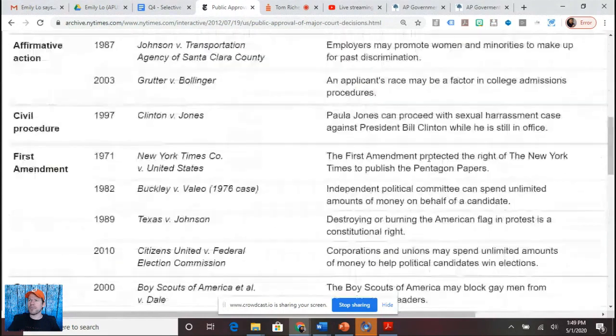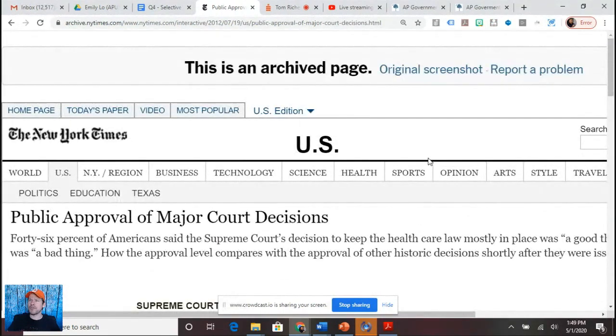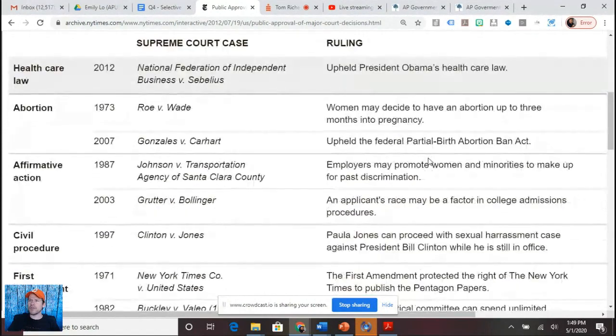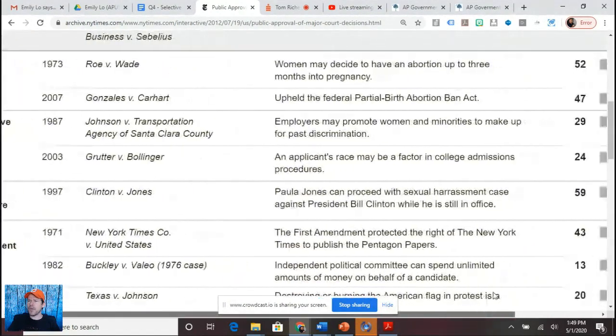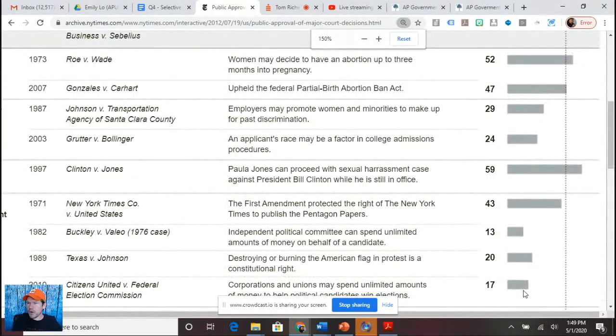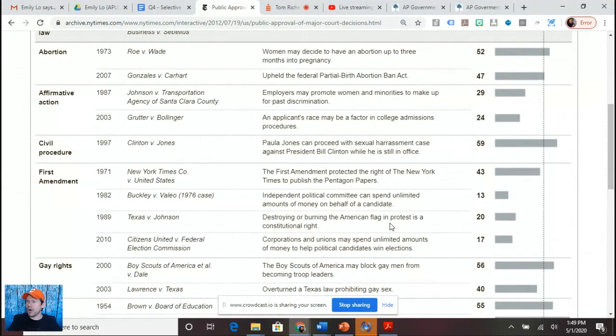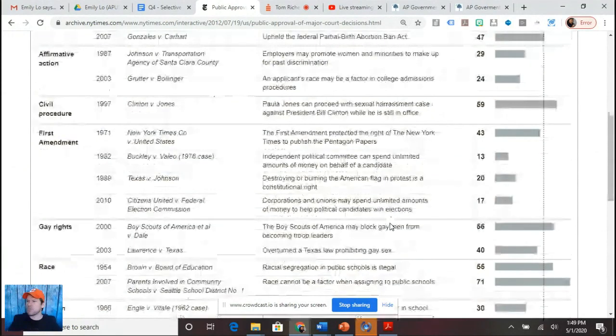Here is something that I found from the New York Times. You can see here public approval of major court decisions. And so what you can see here is there are some cases where you can see, okay, the majority is with the court.